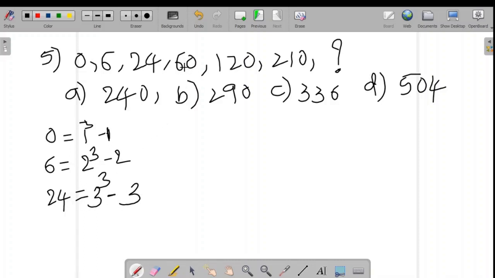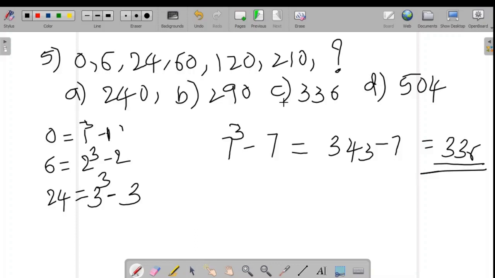So this is 4 cube minus 4, 5 cube minus 5, 6 cube minus 6. See, 3 cube minus 3, 4 cube minus 4, 5 cube minus 5, 6 cube minus 6. Next, this should be 7 cube minus 7. What is 7 cube? That is 343, minus 7 is 336, is the answer. Option number C is the right answer.